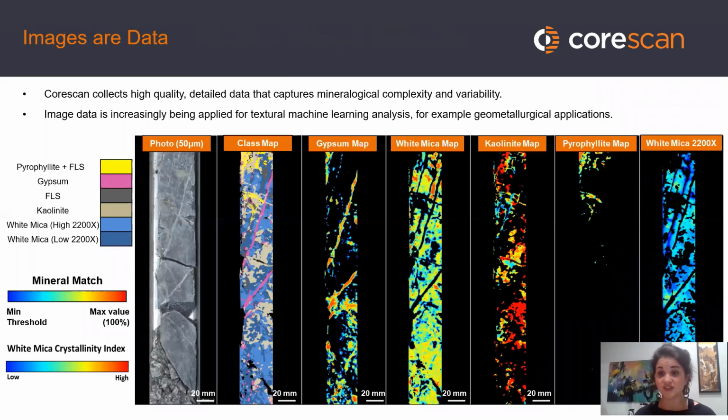Also, just taking note that images themselves are data. I think for a lot of us, it's much easier to take that point data and use that because it's numbers. But on the other hand, images are data as well. So you can use this, for example, for textural machine learning analysis very readily. This is another example of some of our spectacular imagery. This is looking at a porphyry deposit in South America.